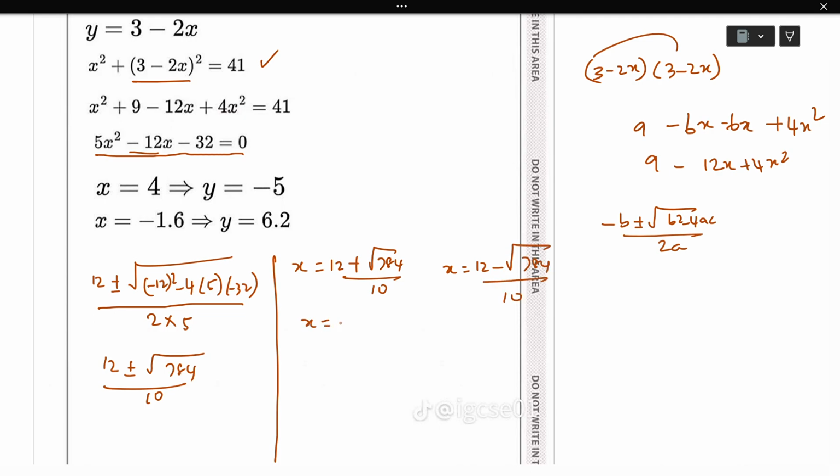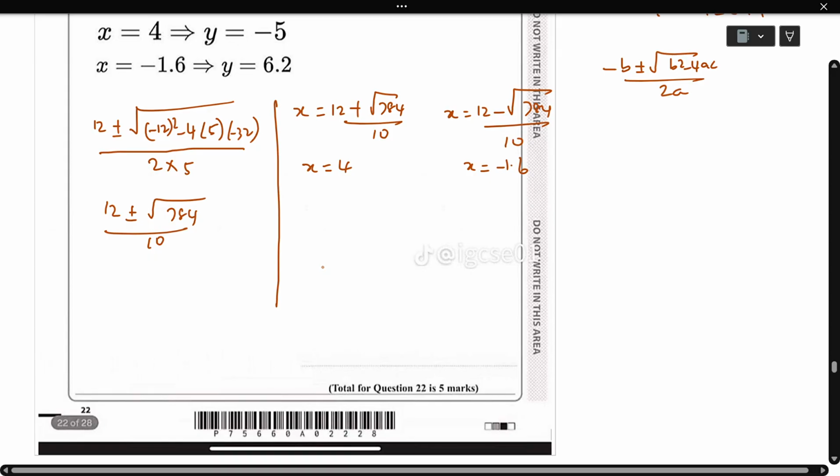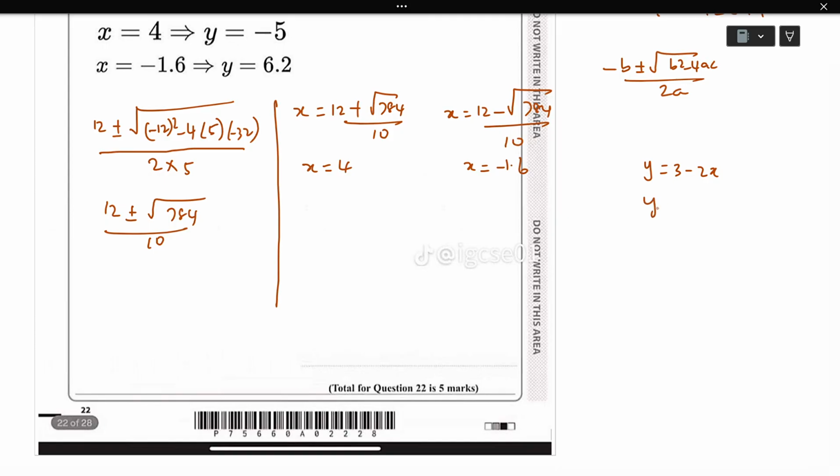So here x equal to 4. Here x equal to negative 1.6. Okay, this value we will substitute into the y equation. Where is the y equation? y equal to 3 minus 2x. So first I'll substitute this 4: 3 minus 2 into 4. Our answer is going to be negative 5. So y equal to negative 5.